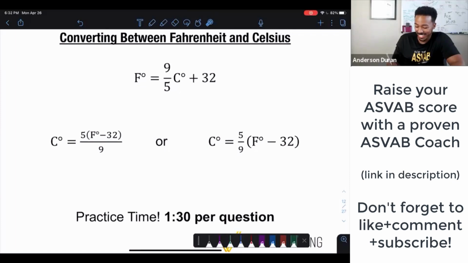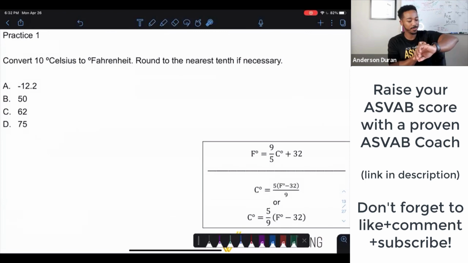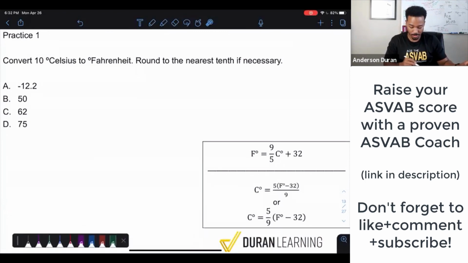3, 2, 1, go. Pick the right formula and then attack. Oh yeah, remember, type ready when you're ready. Do not reveal your answer.